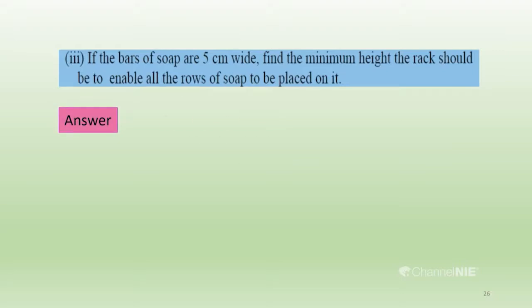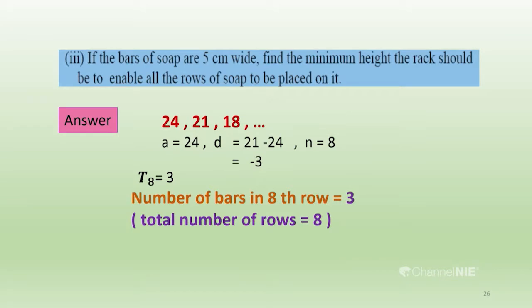Here we can consider the progression, that is 24, 21 and 18. And here we have to find the total. If the bars of soap are 5 centimeter wide, find the minimum height of the rack should be to enable all the rows of soap to be placed on it. Here we have to consider the height of the rack, but we should consider the minimum height. Okay. To do that, we have to consider how many rows are there. Here in total we found that it should be 8 rows.